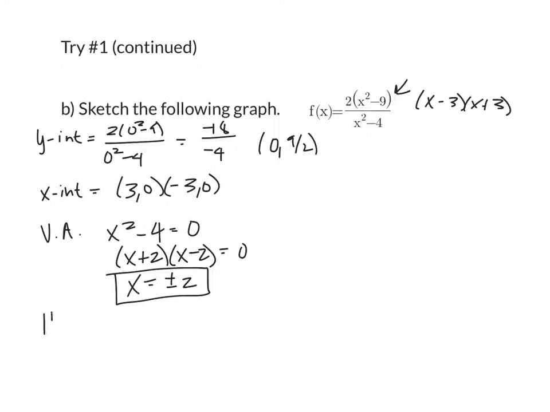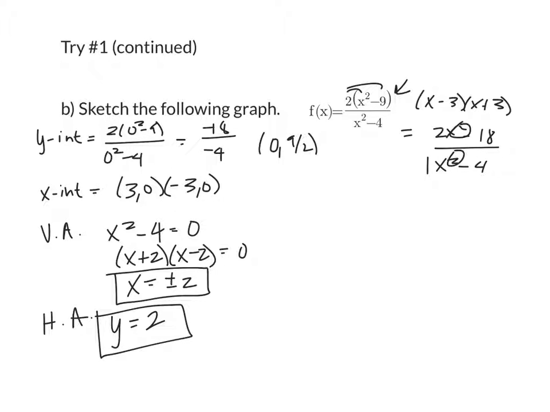And then finally, our horizontal asymptote is just checking our powers. So be sure that you understand that I would need to multiply. So that'd be 2x squared minus 18 over x squared minus 4. Checking those powers, they're the same, so we check the coefficients. So that's going to be y equals 2 over 1, which is 2. All right, some good values to have here.